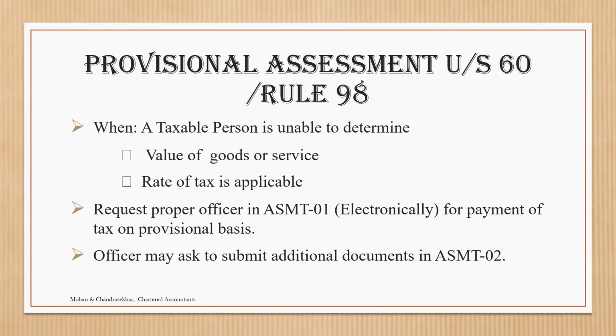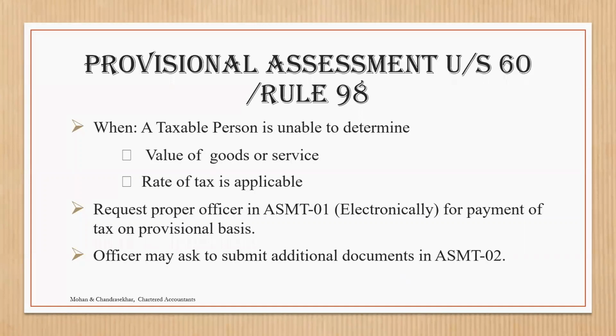Now what is a provisional assessment? If a taxable person has a doubt regarding the value of goods or services or rate of tax, so if he has any doubt on how much is the value of my goods, there is a confusion, or what is the rate of tax on my goods or services, he can apply to the proper officer. So the proper officer will provisionally assess what is the tax, and he will tell the person to pay tax on that provisional assessment amount. So it is a provisional assessment which a taxpayer or registered person applies for to the proper officer, and the proper officer will determine the tax.